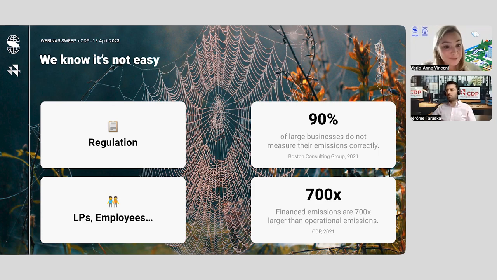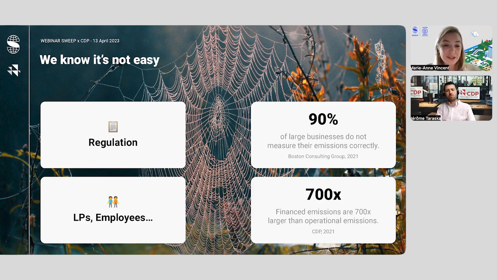We know it's not easy because there are a lot of challenges and pressures coming from everywhere. There's a growing number of regulations demanding increased transparency and granularity of data to report. There's a lot of pressure from LPs and employees wanting sustainability to be further integrated into investment decisions. So there are a lot of challenges between what's available and what is demanded.